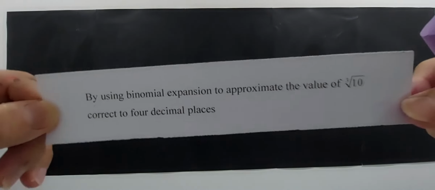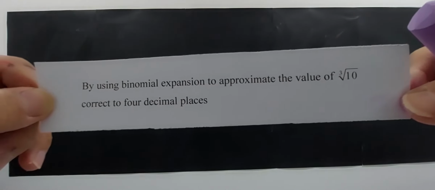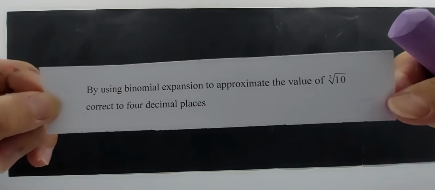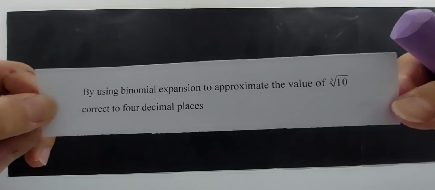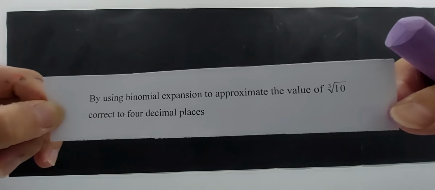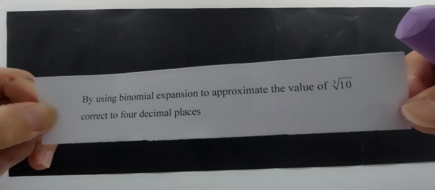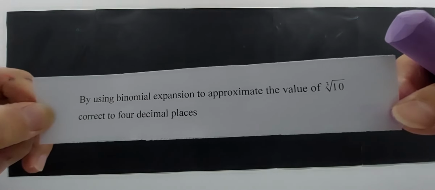Okay, let's look at this question here. By using binomial expansion to approximate the value of cube root of 10, correct to 4 decimal places. Cube root of 10 is an irrational number, so with the help of binomial expansion, we can actually find the value. Okay, let's see how I'm doing this.